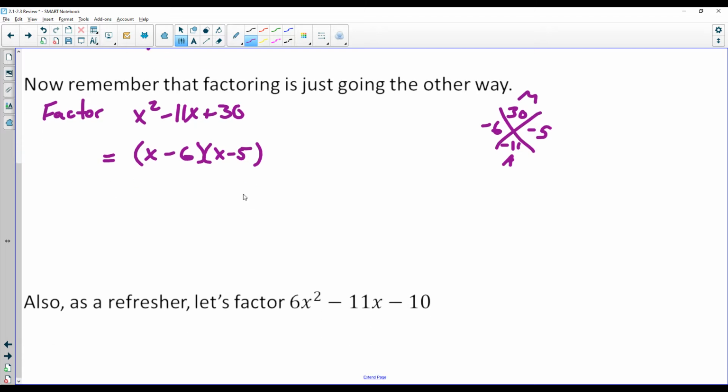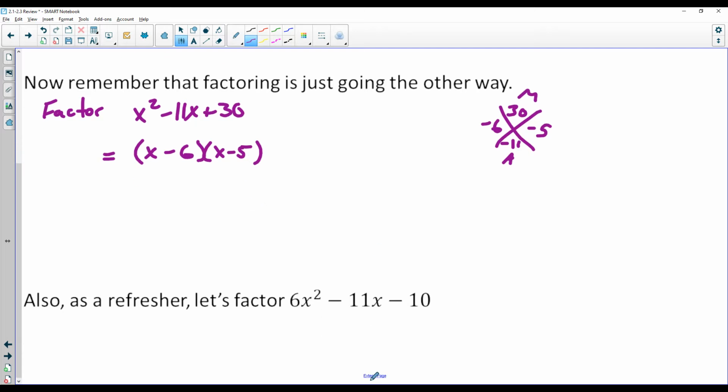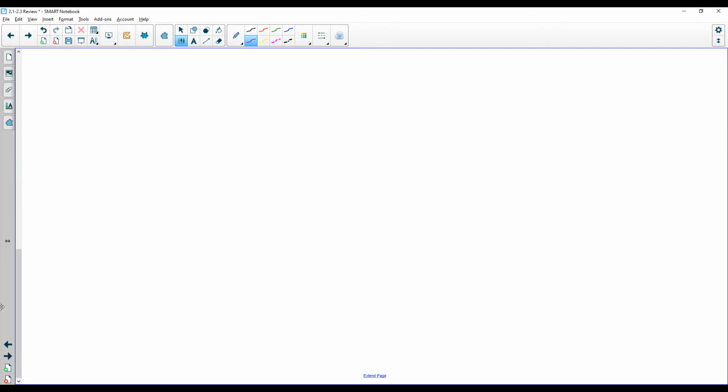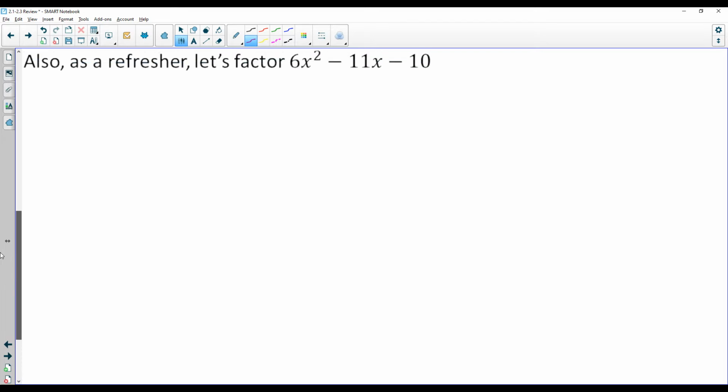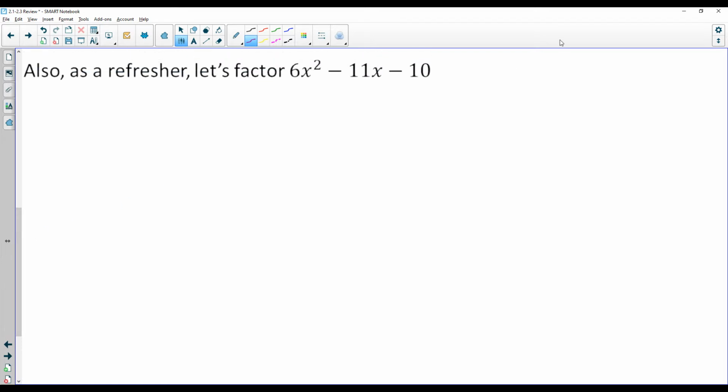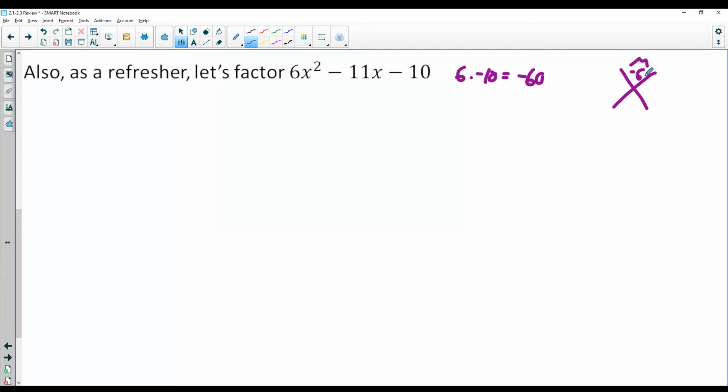And then just as a refresher, if we were to factor something like this where we have a 6 in the front, remember we would do 6 times negative 10, which is negative 60. We would just multiply the first and last, and then we do all the same steps. We need to multiply to negative 60, and we need to add to negative 11. Now, what two numbers do that?